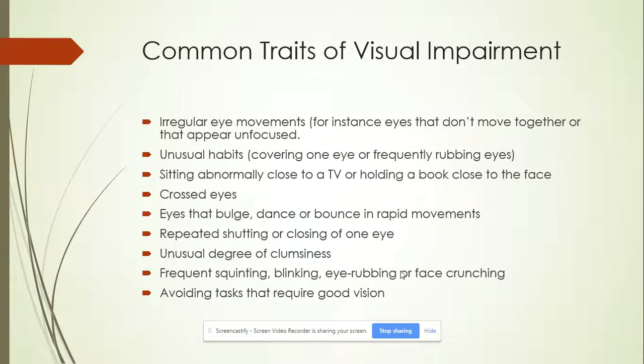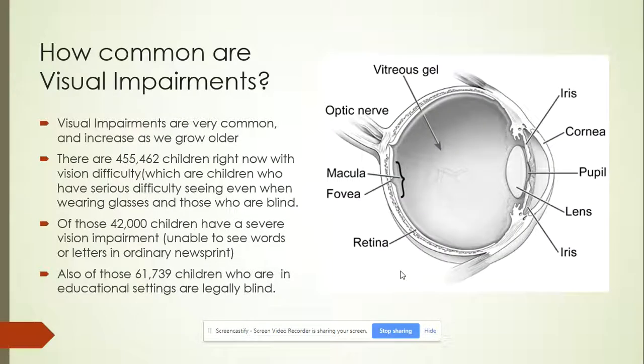Here are some common traits of visual impairment. Irregular eye movements, for instance, eyes that don't move together or that appear unfocused; unusual habits, covering one eye or frequently rubbing eyes; sitting abnormally close to a TV or holding a book close to the face; crossed eyes, eyes that bulge, dance, or bounce in rapid movements; repeated shutting or closing of one eye; unusual degree of clumsiness; and frequent squinting, blinking, eye rubbing, or face crunching. Also avoiding tasks that require good vision.